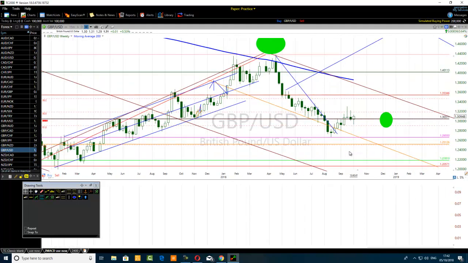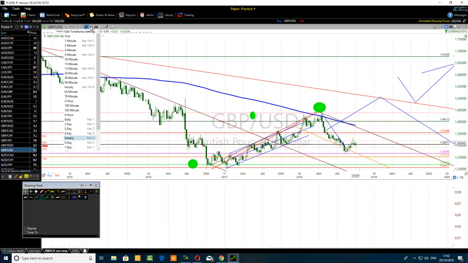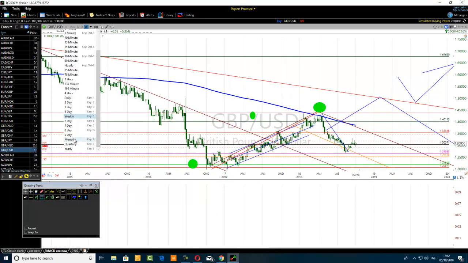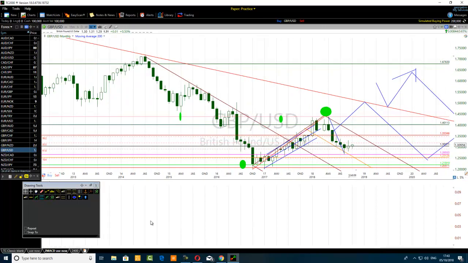There is a key level here, because if you want to trade Forex like a pro, you want to trade around key levels. Here, I'm going to move up a bit to the monthly chart, and I want to show you very fast. So on the monthly chart, here we are.